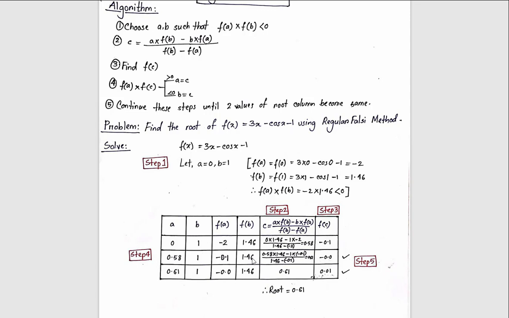Now using the same procedure, find the values of a and b in the third step, and also find the values of f(a) and f(b) by putting the values of a and b in the given function. Then find the value of c using this formula like the earlier two steps. You will get 0.61. Then if you put this value in the given function, you will find f(c) as 0.01. But you can see that in the last two steps we have got 0.61. Since we have got two same values in consecutive steps, this is our final root. So our final root is 0.61.